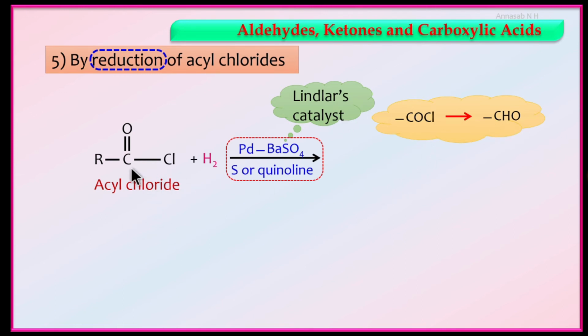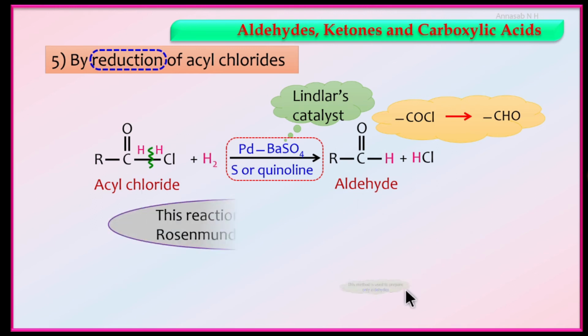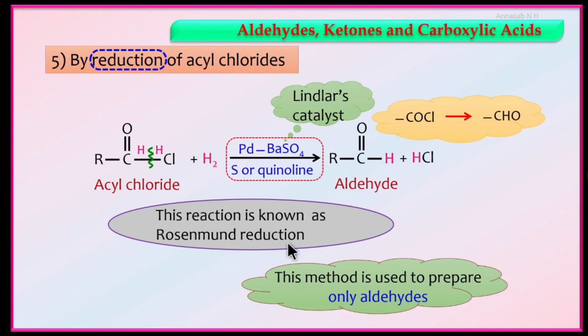In this process, the bond between carbon and chlorine breaks and this H2 is going to add in this fashion, which leads to the formation of HCl as a byproduct, and along with that RCHO, aldehyde, is formed. The whole reaction is known as Rosenmund reaction, and with the help of this reaction we can prepare only aldehydes. Ketones cannot be prepared because we are adding hydrogen atom in place of Cl. Hence we can prepare only aldehydes, not ketones.